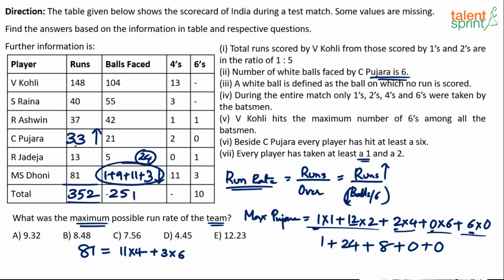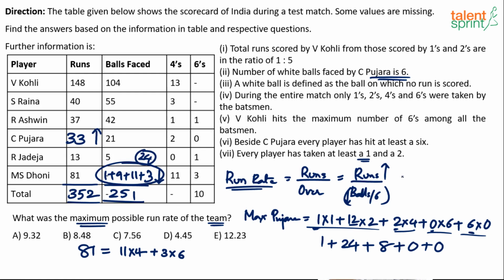So we know that the team has scored 352 runs in how many balls? 251 balls. Let's quickly verify this once. 159, 199, 201. Then this is 222, 227, 247, 251. Yes. Now 251 balls is equal to how many overs? So I think you have to do this simple calculation here.